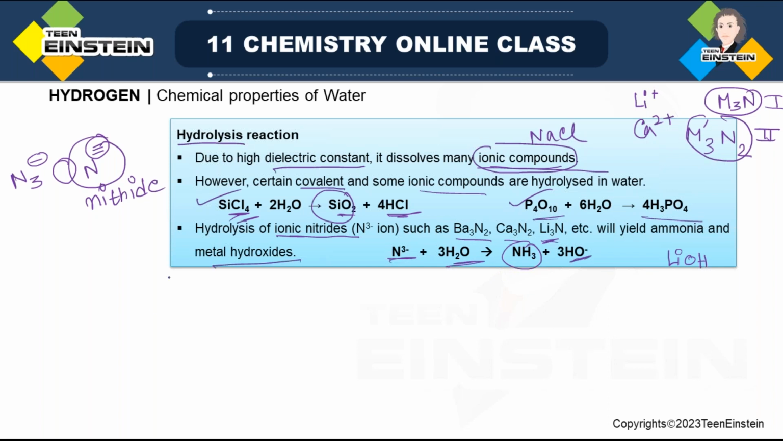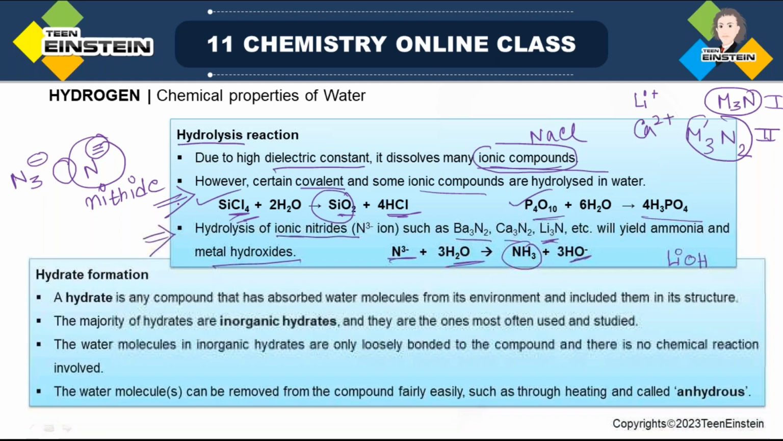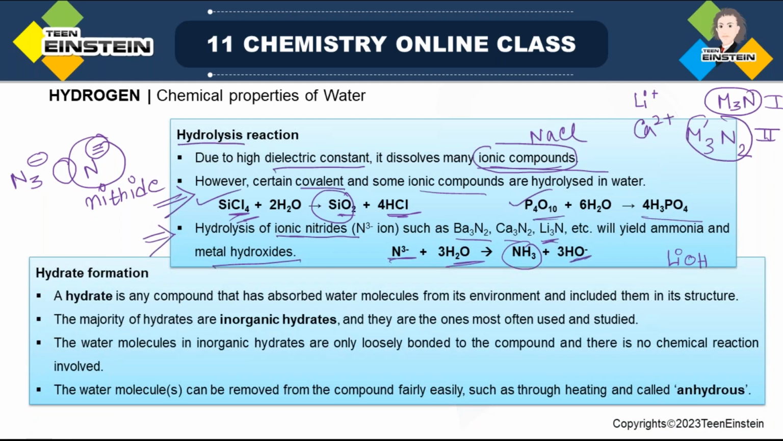Okay. So this example is for the ionic compounds, and this example is for the covalent compounds. Fine. And there are some ionic compounds where there is no reaction, it is simply dissolving in water. But in some cases there may be actual reaction, and then we are using the term hydrolysis reaction. The next chemical property is hydrate formation. We can't directly say that some chemical reaction is occurring, but still we discuss it under chemical properties of water.